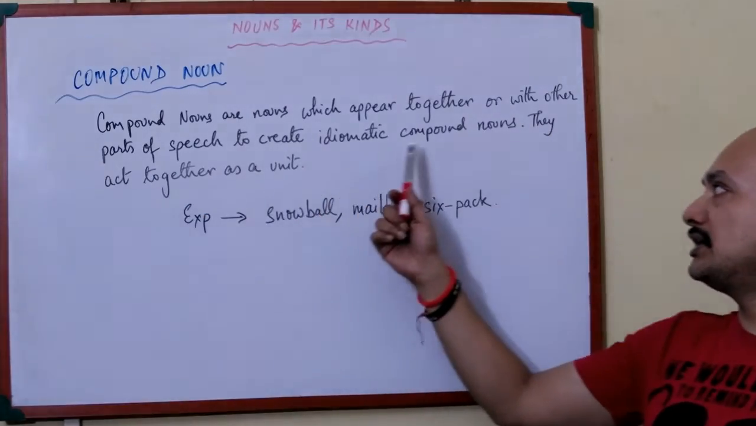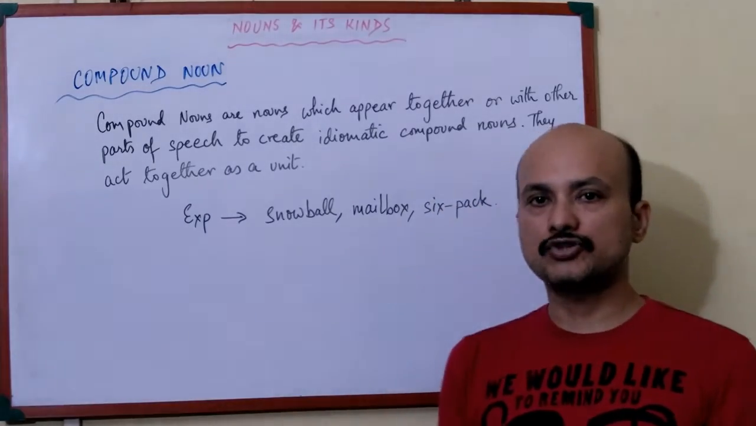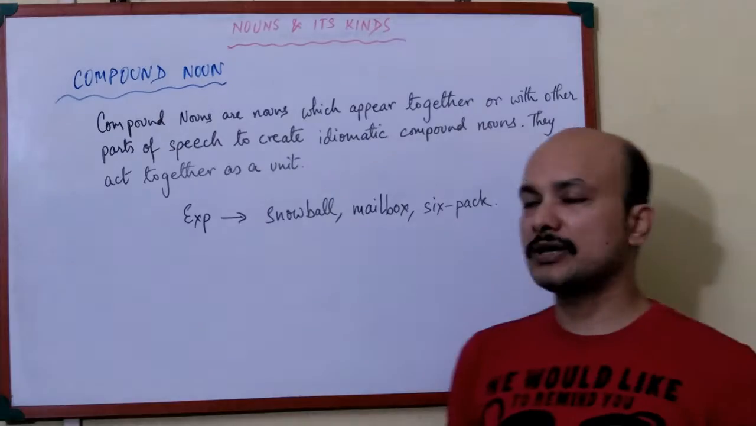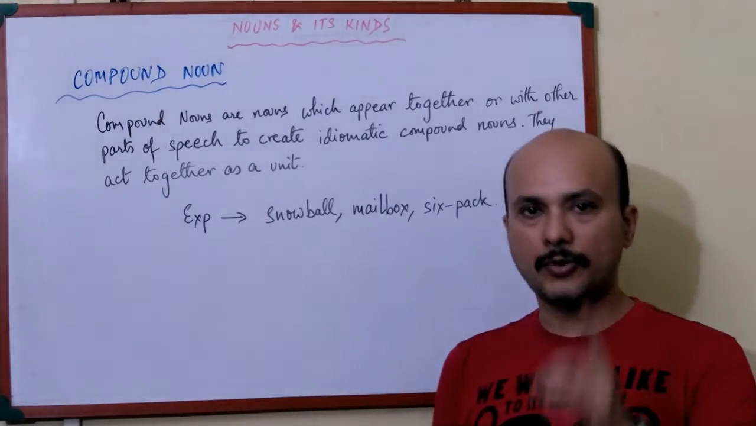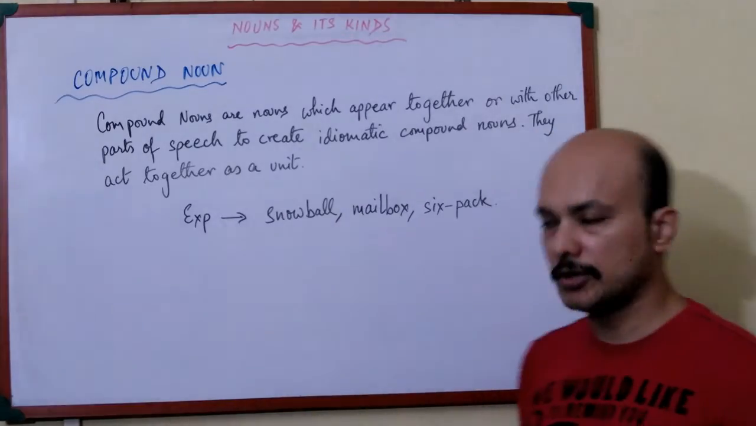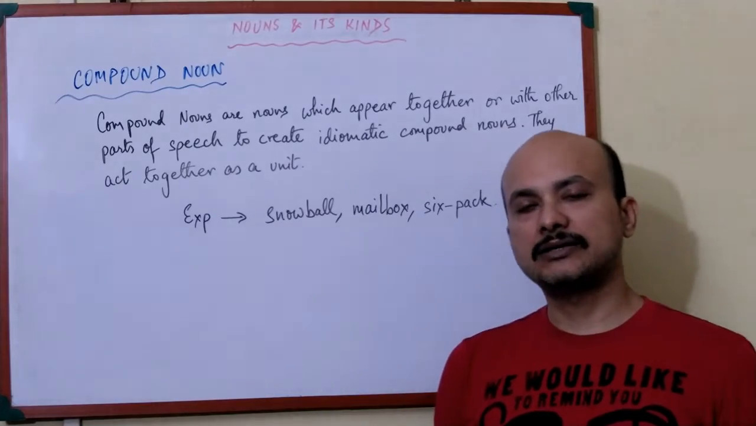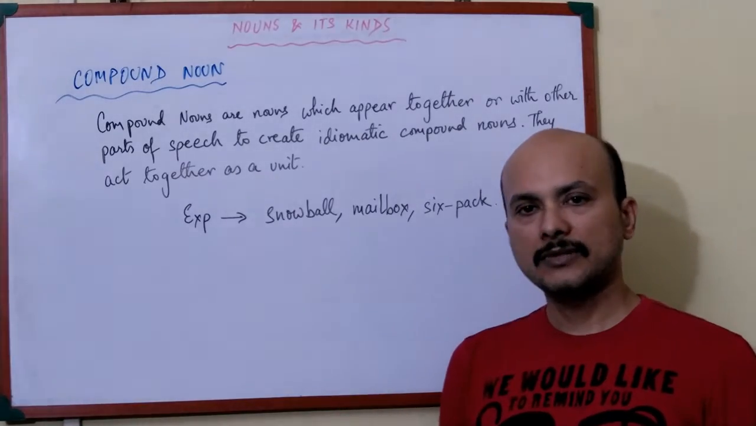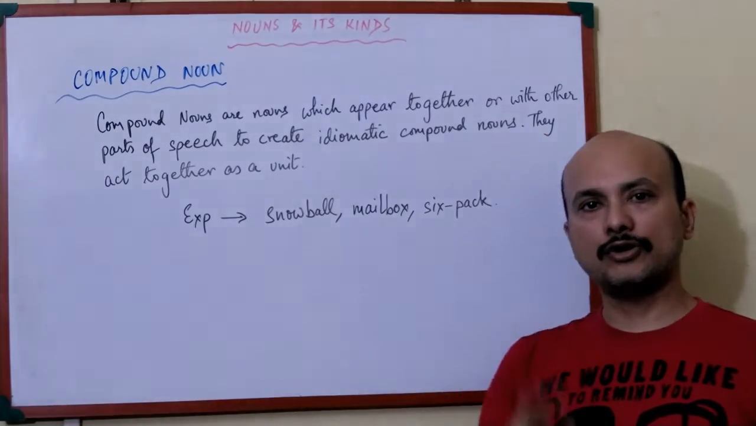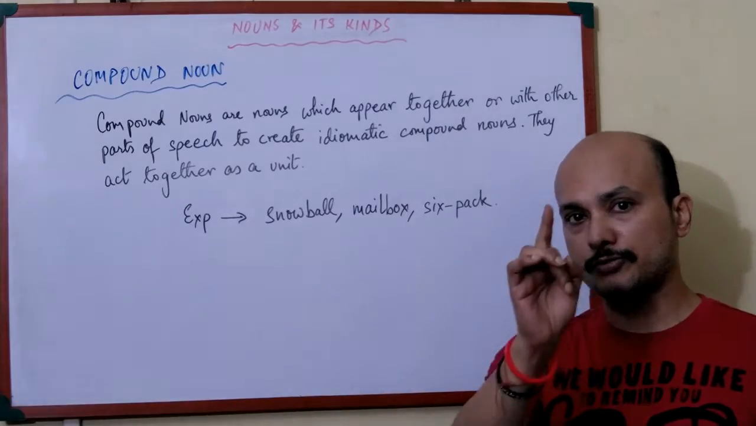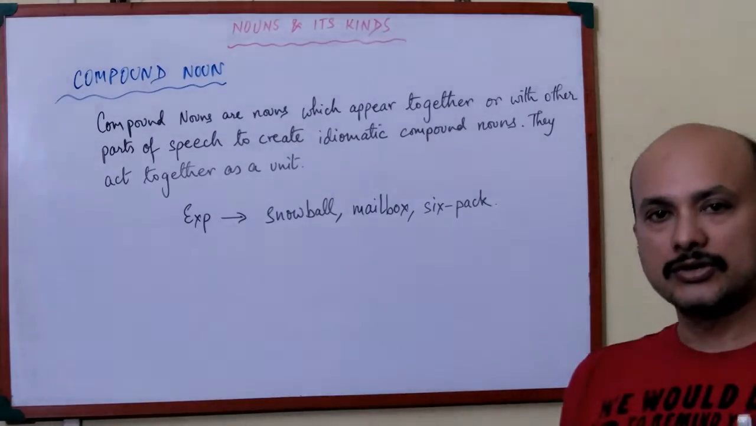Other part of speech to create idiomatic compound nouns. Idiomatic compound, they are like idioms. They form together. They act together as a unit. You do not take the two words separately. The two words combine together to form one word. For example, let's see, snowball. So you make a snowball or a snowman. So that snowball has a combination of two words. One is snow, the other one is ball. So here there are two words combined together to make one word. Okay. So they are not two separate nouns.